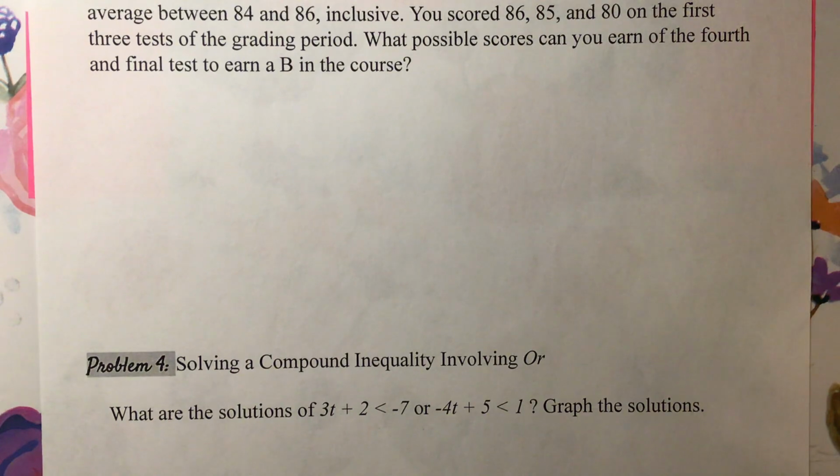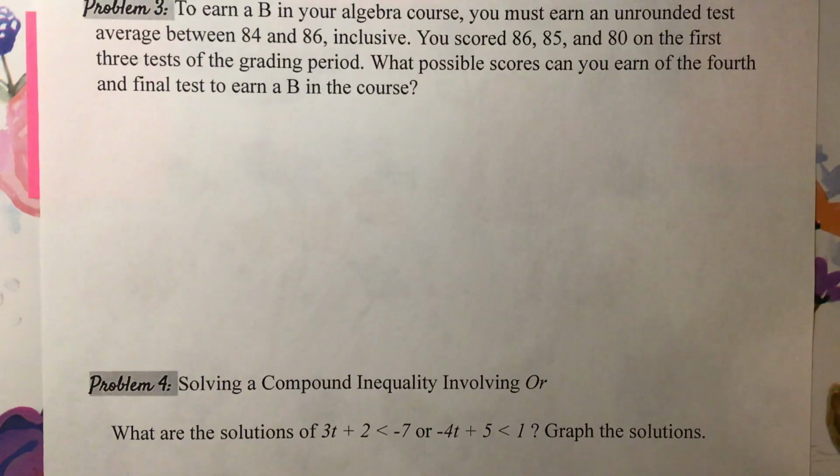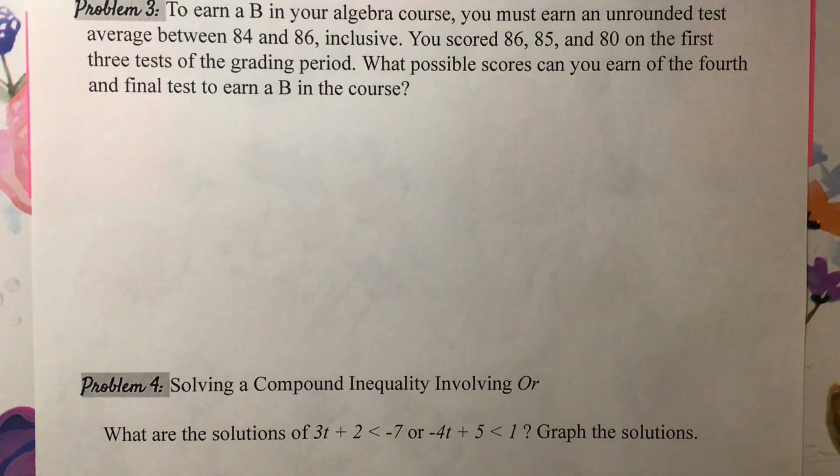Problem 3 says, to earn a B in your algebra course, you must earn an unrounded test average between 84 and 86 inclusive. You scored 86, 85, and 80 on the first 3 tests of the grading period. What possible scores can you earn on the 4th and final test to earn a B in the course? Okay.